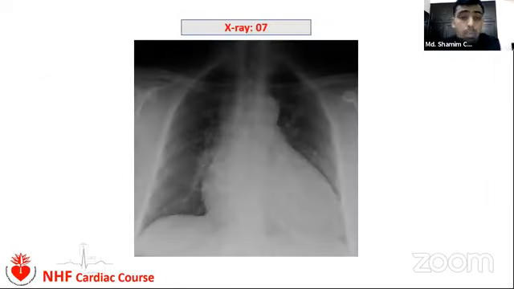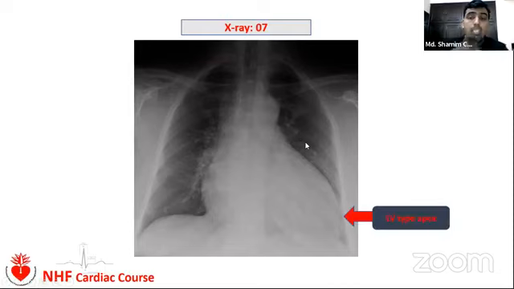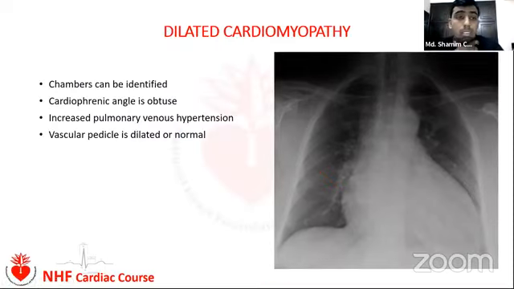Now, this is a similar type of X-ray to that shown previously. Like this, there is also cardiomegaly, but here there is an LV type apex with an obtuse left cardiophrenic angle, but the right cardiophrenic angle is acute. Margins are quite sharp. Vascular markings are quite normal, but there are some forms of pulmonary venous congestion. So this is probably a case of cardiomyopathy, with the chambers identifiable. The left cardiophrenic angle is obtuse. There are some signs of pulmonary venous congestion. The vascular pedicle is quite normal or sometimes may be dilated.